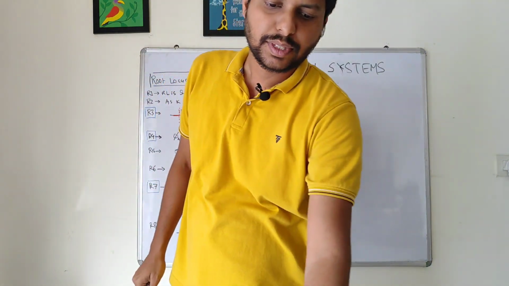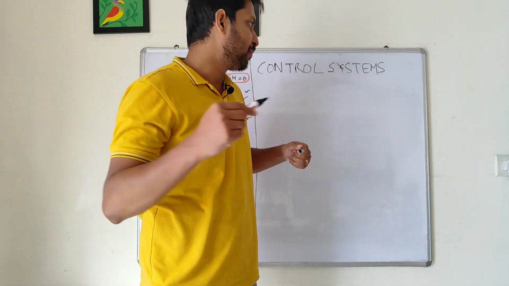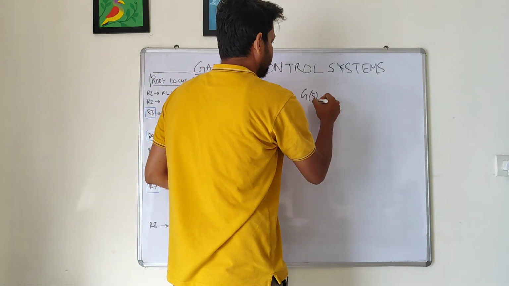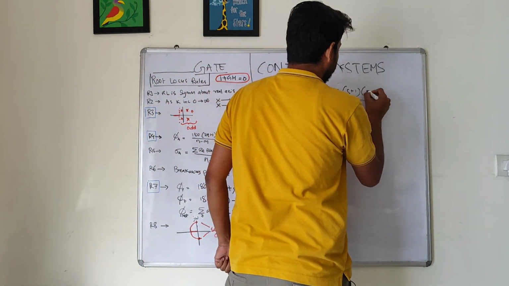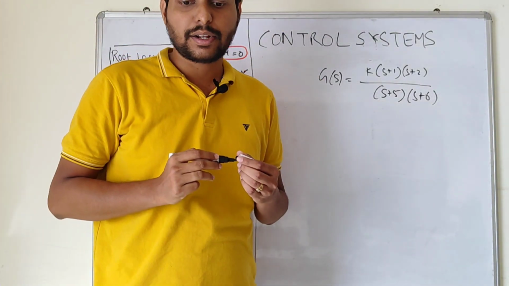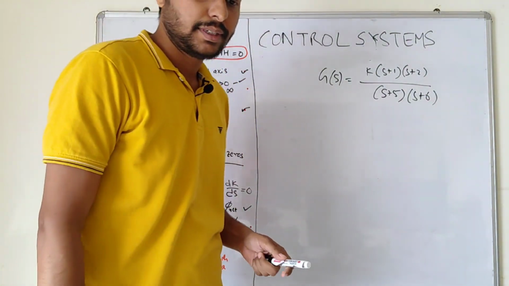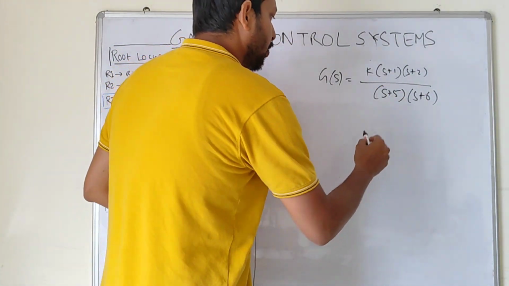So the question is, the forward path transfer function of a unity feedback system is given. So this is the function. And we are asked to find the break points. So basically break-in and breakaway points. So let's draw the root locus.